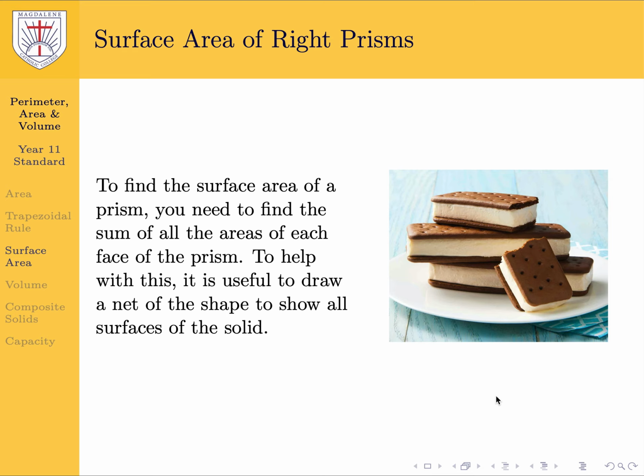In this lesson, we're going to be talking about the surface area of right prisms. To find the surface area of a prism, so this is any prism, you need to find the sum of all the areas of each face of the prism. To help with this, it's useful to draw a net of the shape to show all surfaces of the solid.